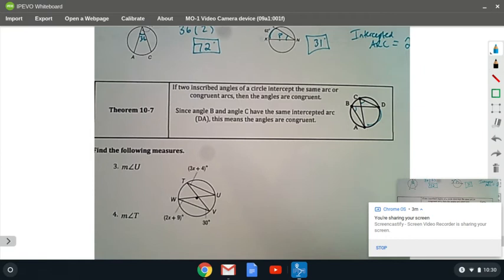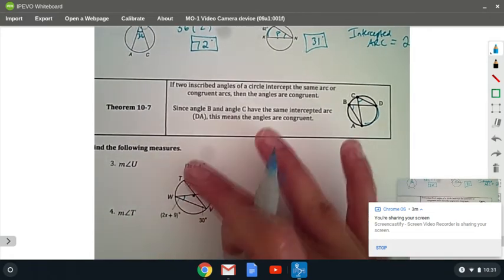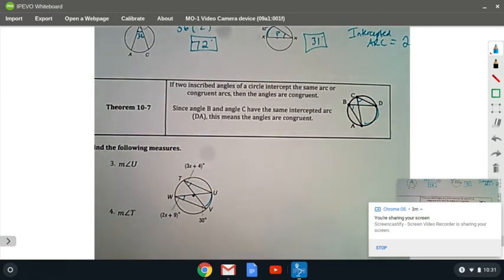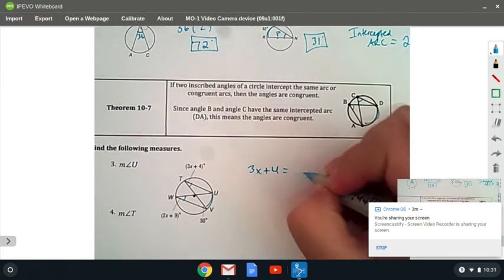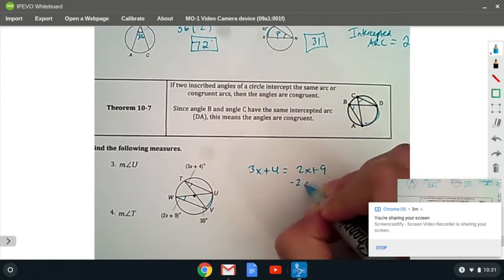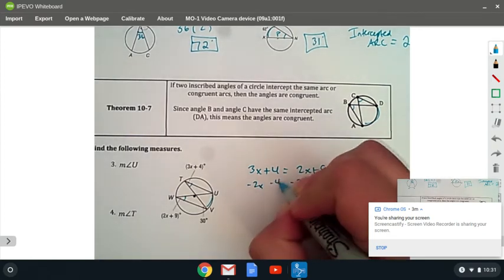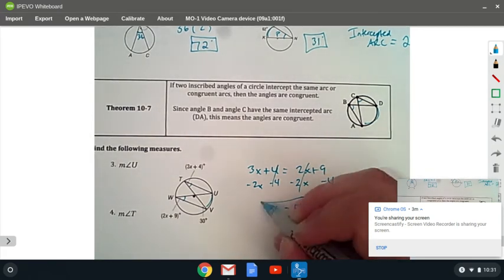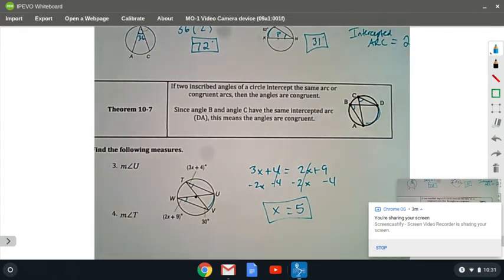So in this picture here, T and W would be congruent because they have the same intercepted arc of UV. So I can go ahead and set those equal to each other to solve for x. I'm going to subtract 2x from both sides and subtract 4. That gives me x equals 5. That's definitely going to help me find angle T, and then we'll have to think about the rest.